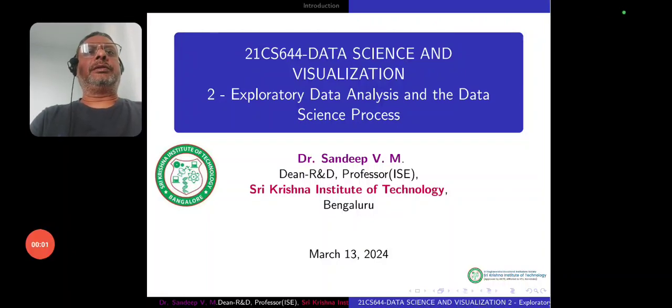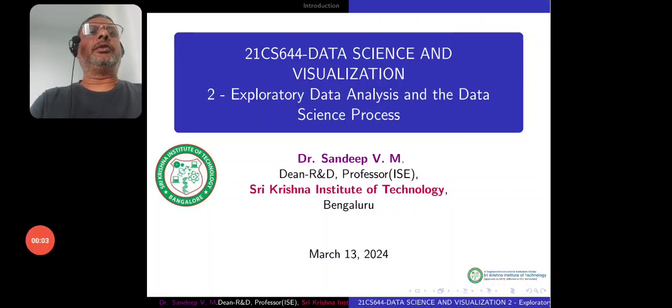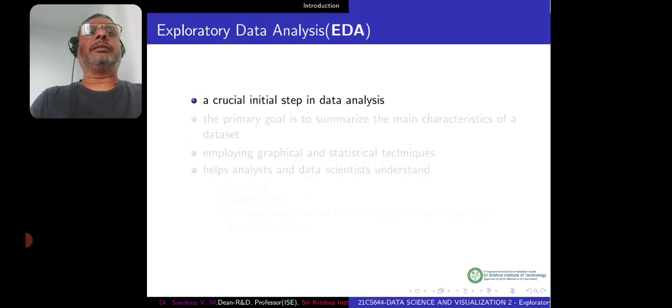Hi friends, let's get into the second module of 21 CS 644 Data Science and Visualization. The module is titled Exploratory Data Analysis and the Data Science Process. In this module, we look at the various techniques used for exploring the data and analyzing the data, and then we look at the process of the data science.